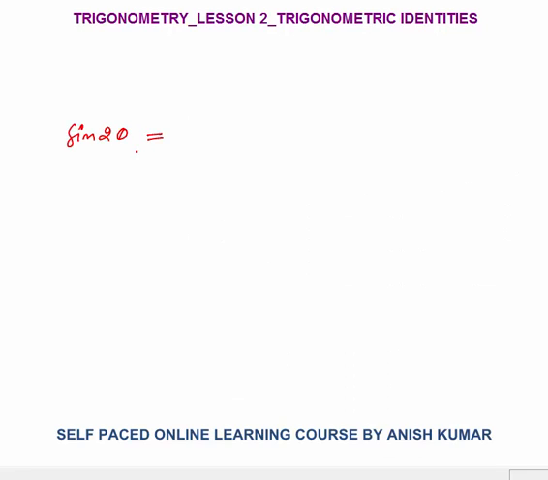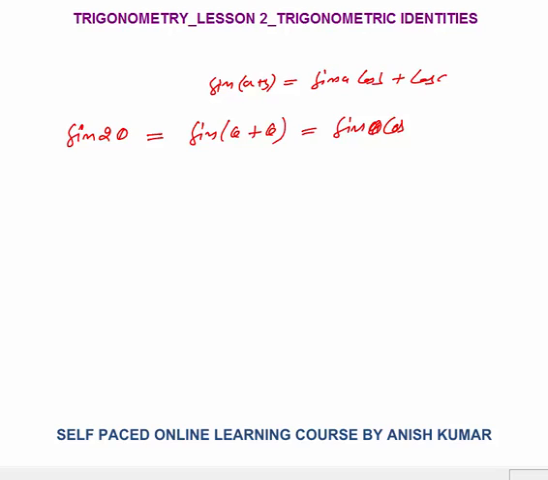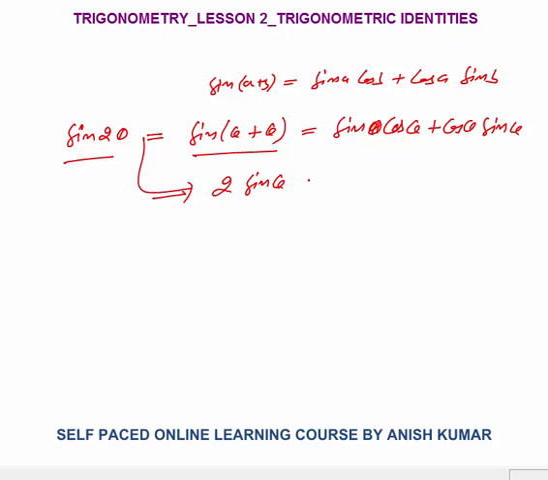For example, sine 2 theta. Do you need to cram this? No. Can I say this is equal to sine theta plus theta? This is sine A plus B. If you know that sine A plus B is equal to sine A cos B plus cos A sine B, you can always calculate sine 2 theta, because 2 theta you can write as theta plus theta. Sine theta cos theta plus cos theta sine theta. So how much will this be? This will become twice of sine theta cos theta. So sine 2 theta is equal to twice of sine theta cos theta.